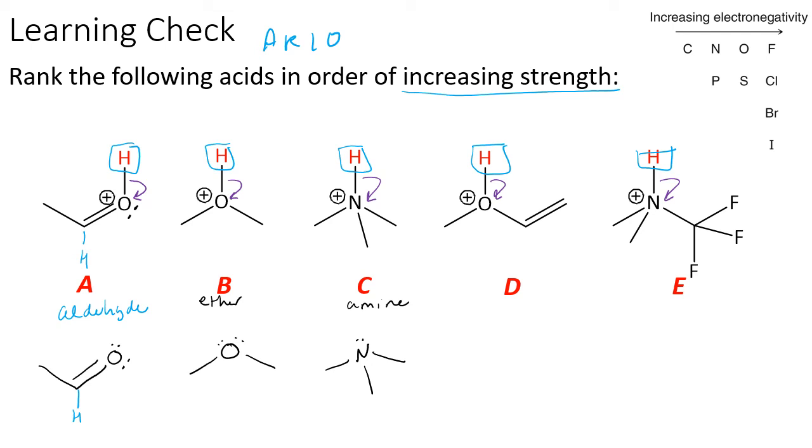For D, we're going to be left with oxygen. There's a double bond on the other side. It's not directly bonded to the oxygen, but it's next to it. There's going to be 2 lone pairs of electrons on our oxygen. This is another example of an ether.